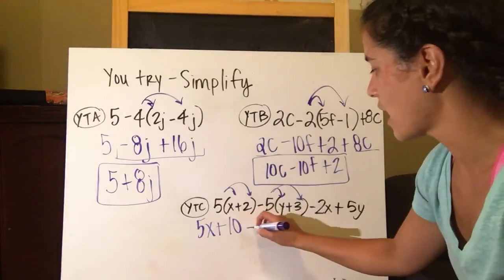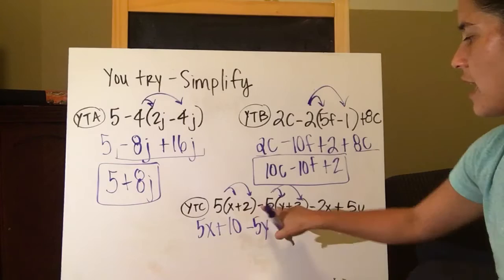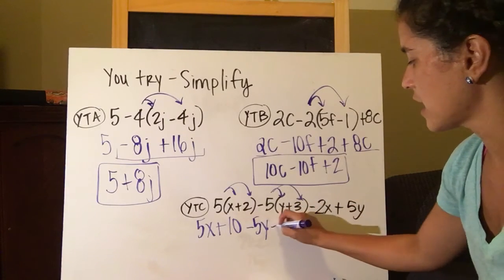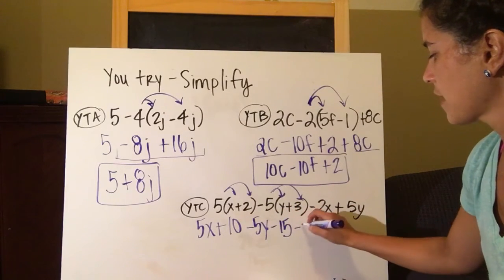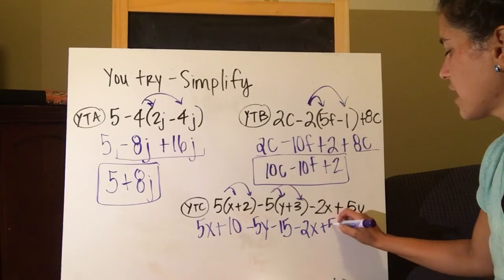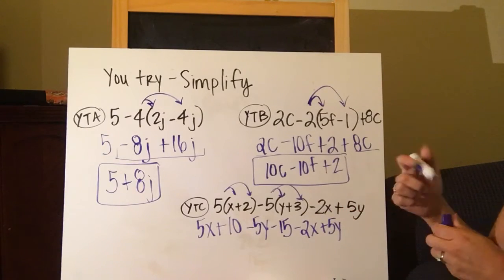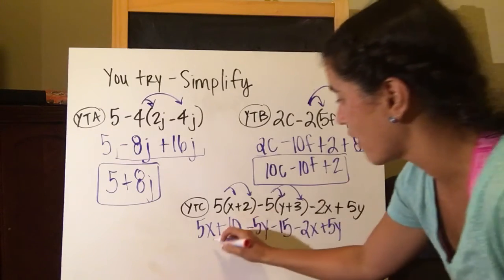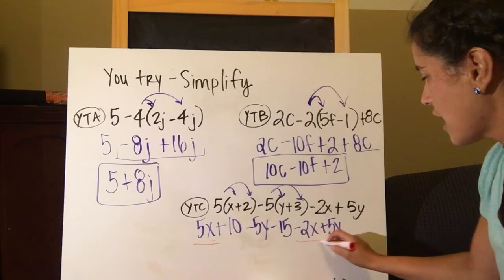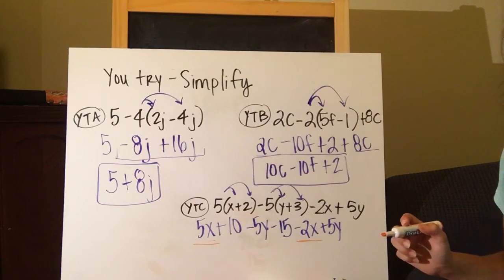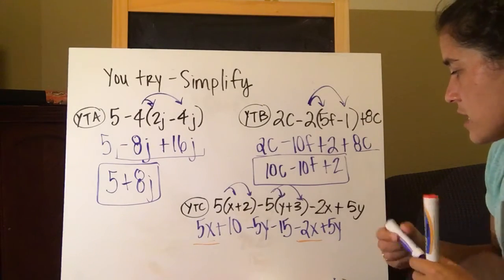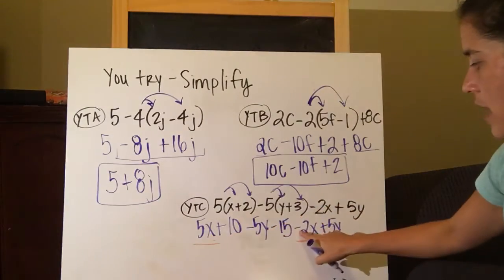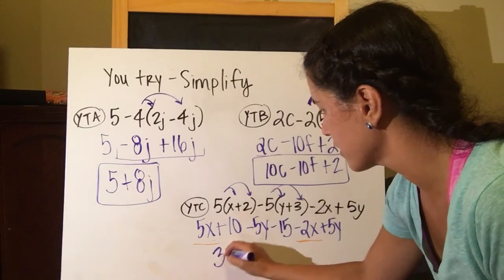Negative 5 times y is negative 5y. Negative 5 times 3 is negative 15. Then I bring everything else down. So I've got a lot going on, so I want to combine like terms. I have an x right here and an x right here. I'm going to combine 5x minus 2x, which gives me 3x.